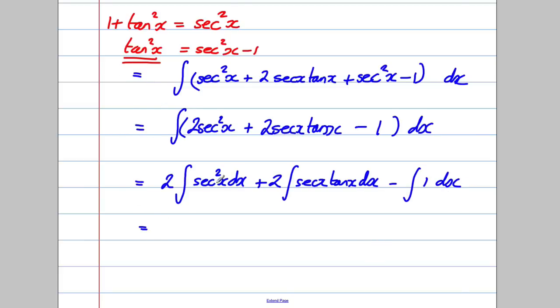Now, I know the integral of sec squared is tan, so this is 2 tan x. I know the integral of sec x tan x is sec x, so this would be plus 2 sec x. And I know the integral of 1 is x, so this would be subtract x, and don't forget to add your constant of integration, plus c. Okay, and so at this point we have the answer: 2 tan x plus 2 sec x subtract x plus constant.